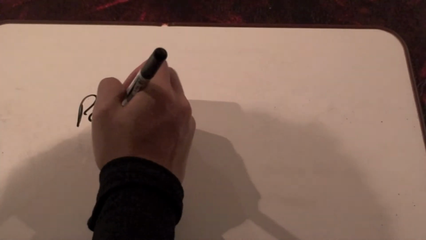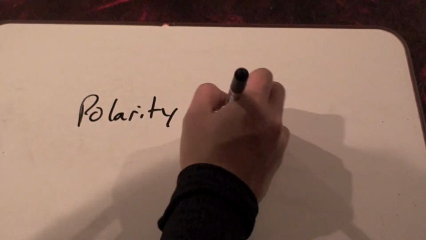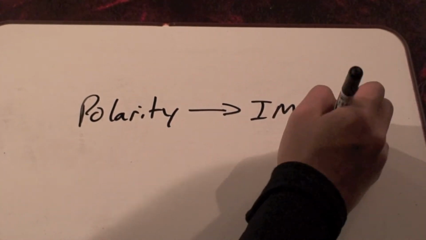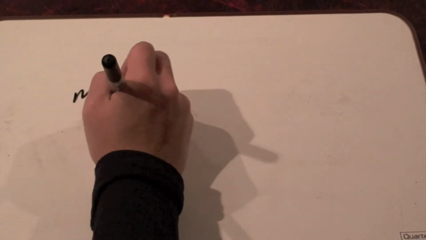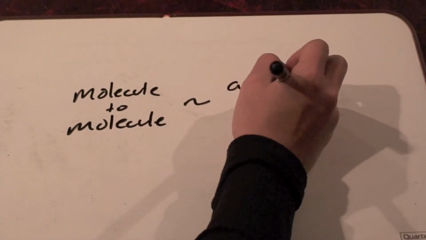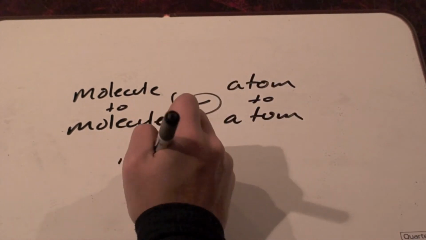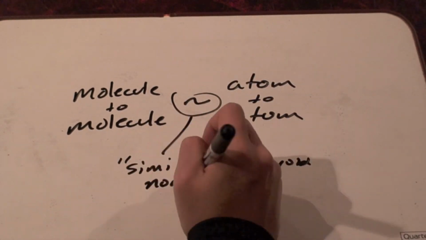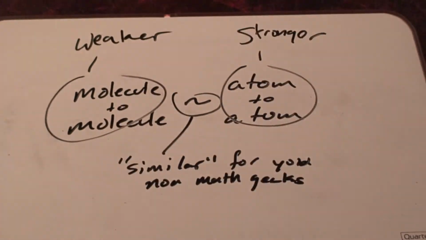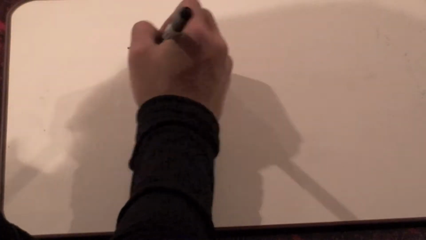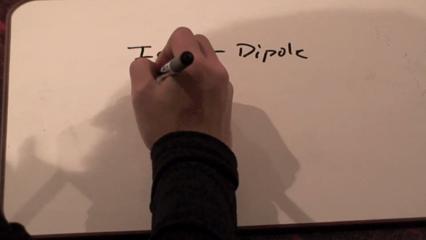Great! So now we understand polarity. How does it relate to IMF, or intermolecular forces? Well, molecules, like atoms, interact with one another on a much larger scale. Intermolecular forces are the bonds that hold the molecules together to form that thing. There are several forms of intermolecular forces with varying strengths.